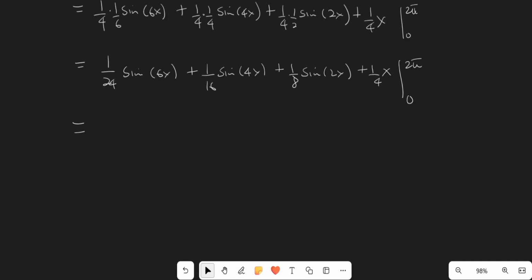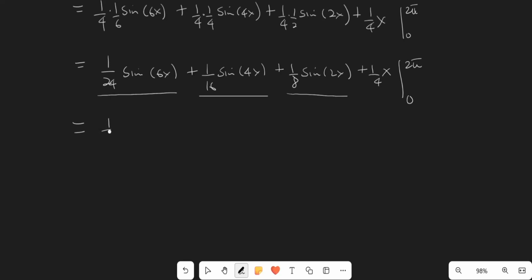This is sine 2 pi. That is sine of 360, and sine of 360 is 0. Multiplying by a whole number, sine of 6 times 2 pi is going to give you 0 as well. Sine of 4 times 2 pi is 0. Sine of 2 times 2 pi is 0. So all of this is 0.